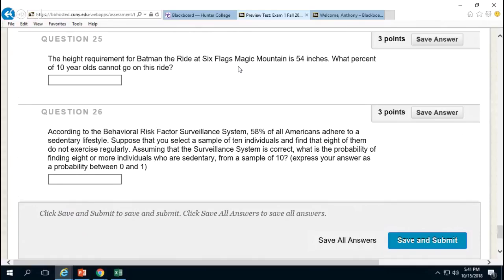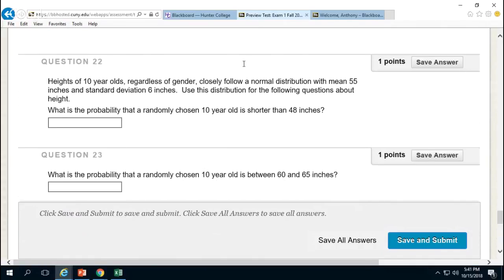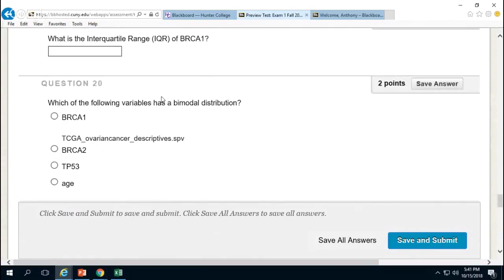Number 20, it was a bimodal distribution question. Which has a bimodal distribution? Interestingly enough, I ran the histograms. There were more than one that was bimodal. And I asked you about it, and you were like, which one looks more bimodal? And I didn't really understand that. To me, it was 3 out of the 4 were bimodal. They have more than one mode.